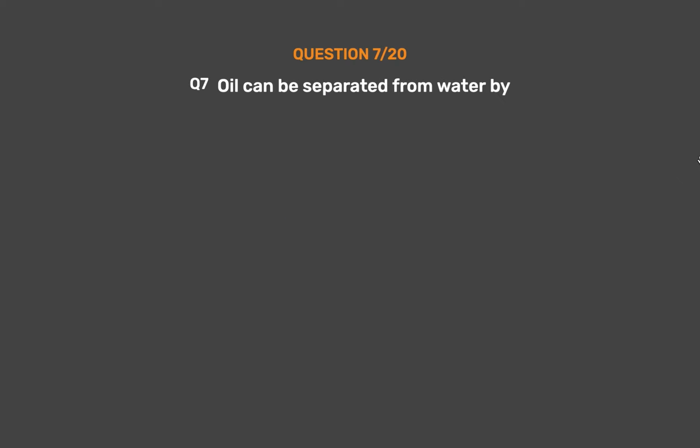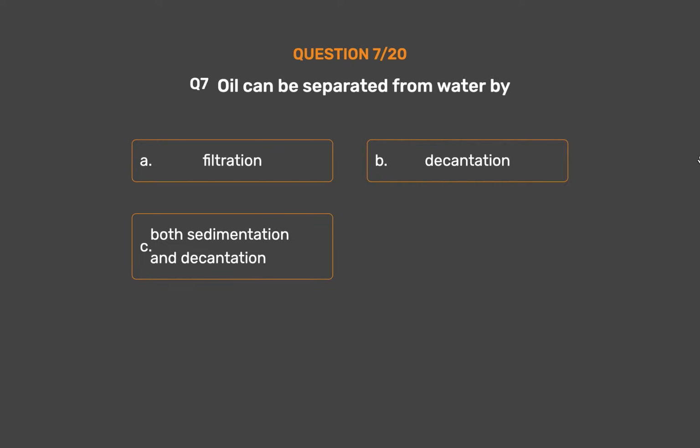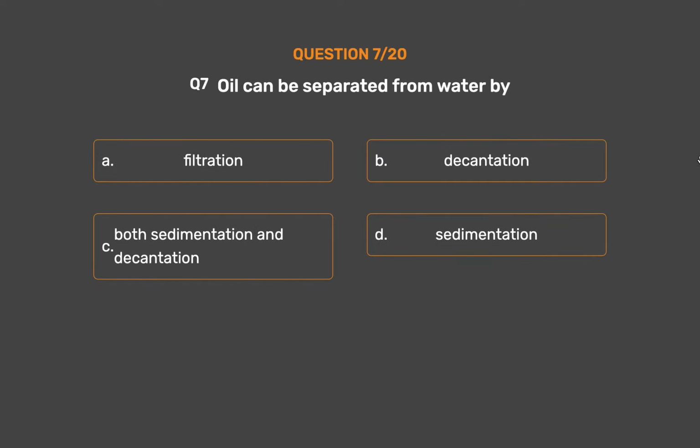Question number 7. Oil can be separated from water by Option A. Filtration. Option B. Decantation. Option C. Both sedimentation and decantation. Option D. Sedimentation.